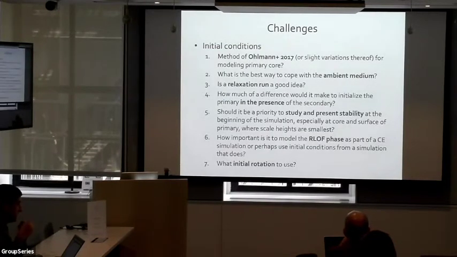Initial conditions, okay, so I think this method, or slight variations thereof, has been adopted by most of the groups now, and it seems to me to be the best thing we have going. We sort of guarantee a hydrostatic equilibrium in the core by solving this modified Lane-Emden equation. What is the best way to cope with the ambient medium? There were questions at the beginning of my talk: do we want to model an AGB wind, for example? Or do we want to take an analytic model? We want to just put an exponential envelope.